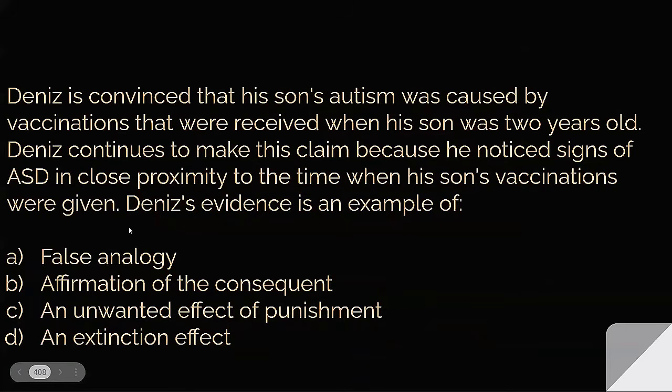Denise is convinced that his son's autism was caused by vaccinations that were received when his son was 2 years old. Denise continues to make this claim because he noticed signs of ASD in close proximity to the time when his son's vaccinations were given. Denise's evidence is an example of a false analogy, an affirmation of the consequent, an unwanted effect of punishment, or an extinction effect.